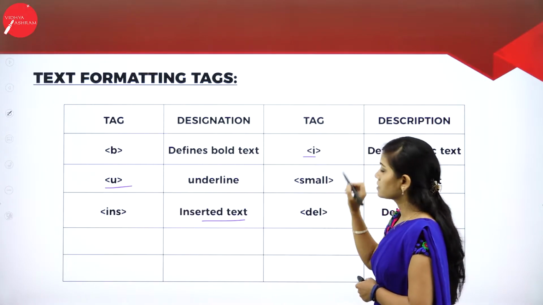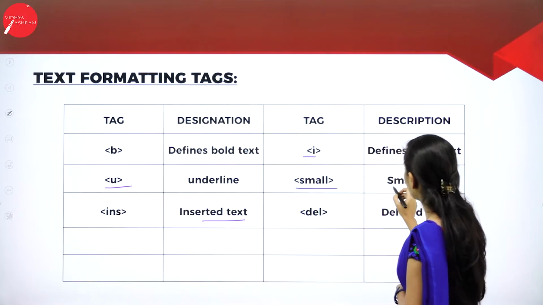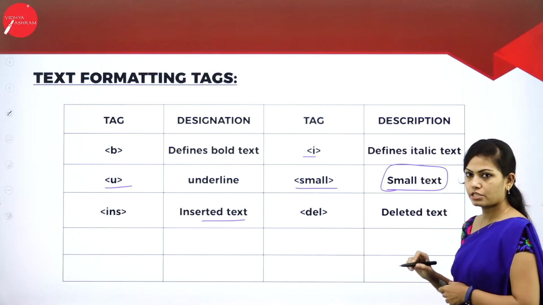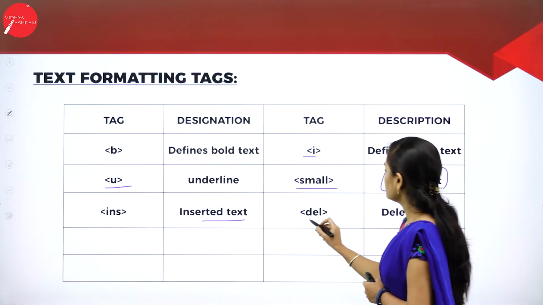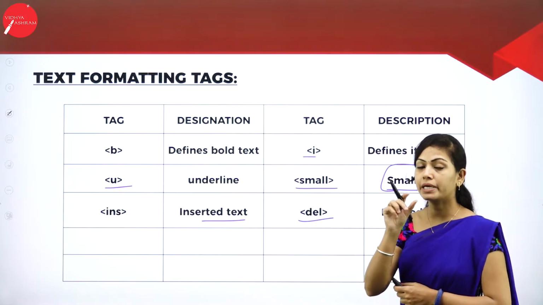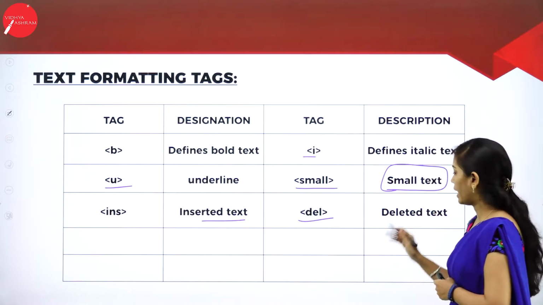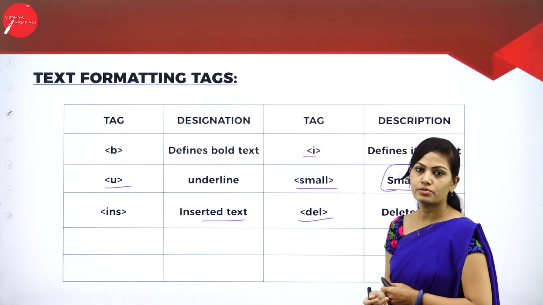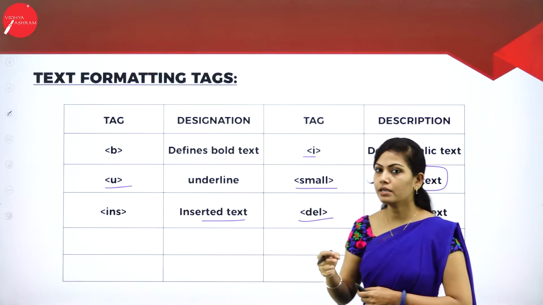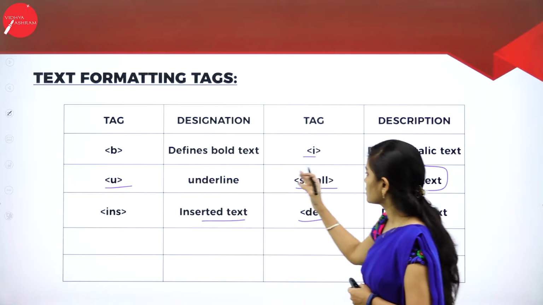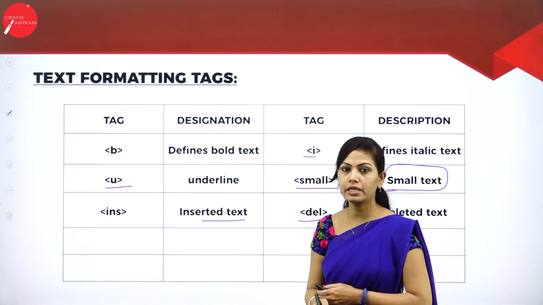And next is I. I means italic and small. If you want to make one small text, if you want to make it as small, you can go for small, and if you want to delete a particular text, you can go for delete, DEL, and you can close delete tag also. So these are the basic tags. So B, I, delete, insert, small and U. So this is called as text formatting tags.